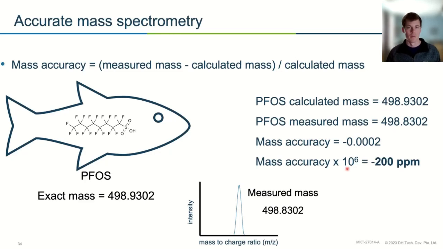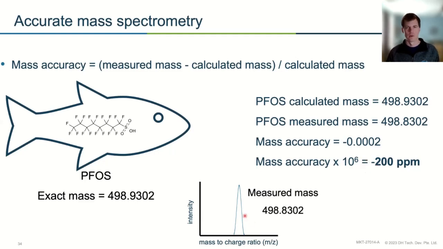So we multiply it by 1,000,000. That's where the term parts per million comes in. If we made that a percent, we would call it percent. If we made it parts per thousand, right? But since we multiply it by 1,000,000 just to make the numbers easier to read, that's why accuracy is always seen in ppm. So in this case, minus 200 ppm.